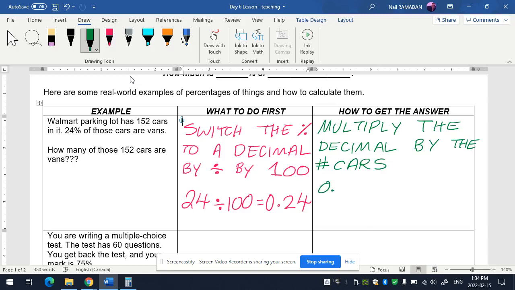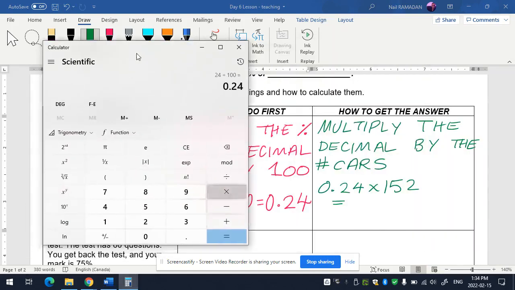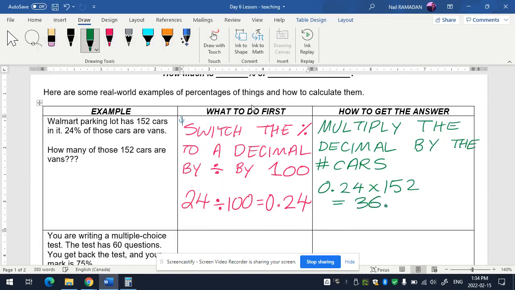So 0.24 times how many? 152. By the way, we're going to get a decimal and we still have to explain what that means. So 0.24 times 152 is 36.48. Now, can you ever have 36 and a half vans? No. Exactly. So certain things cannot be counted unless they're whole, like people or desks or cars and so on. You would not consider you have a full car unless you have a full one.